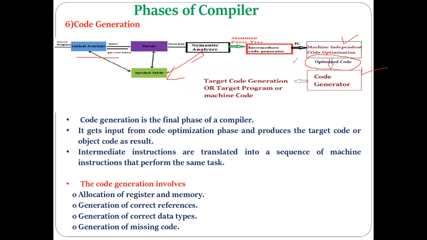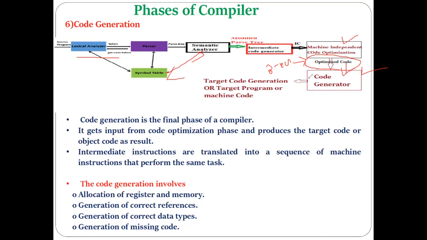So the output of the code optimizer is also three address code, but with the optimized code. By making some changes in the previous intermediate code, the code optimizer generates the optimized three address code, and that optimized intermediate code is given as input to the last phase of the compiler, that is the code generator.